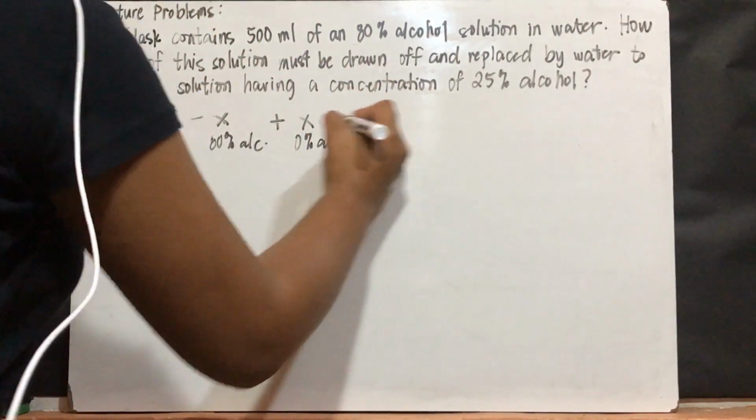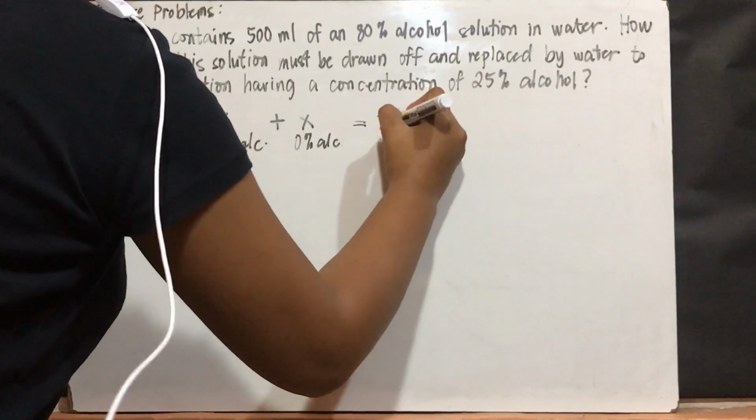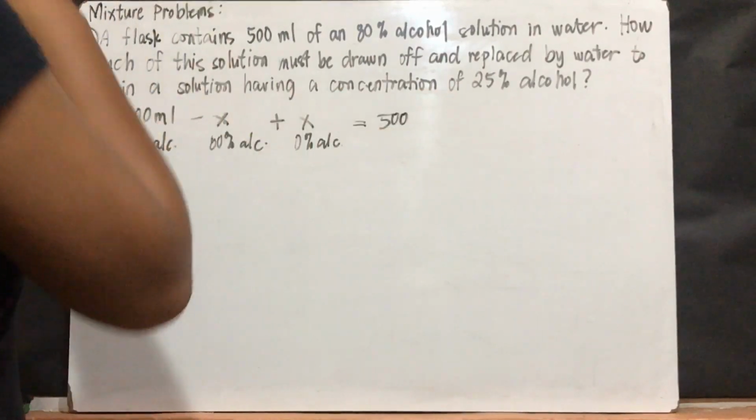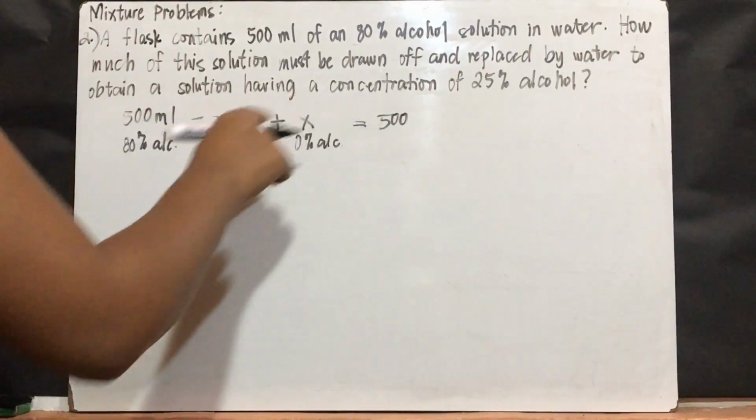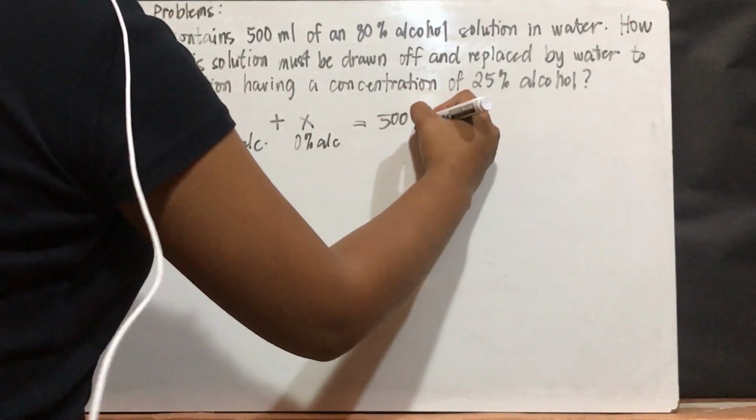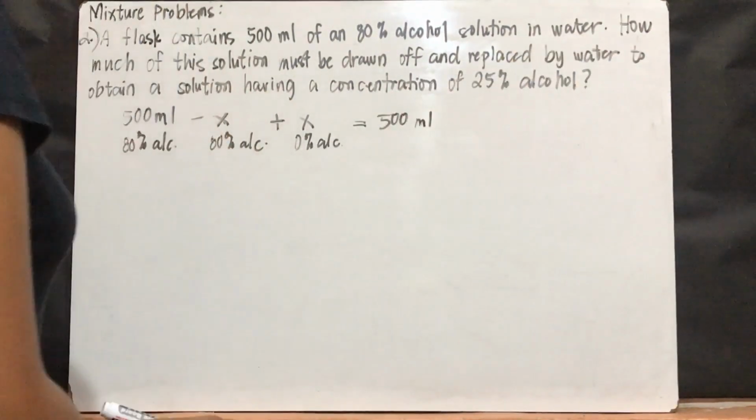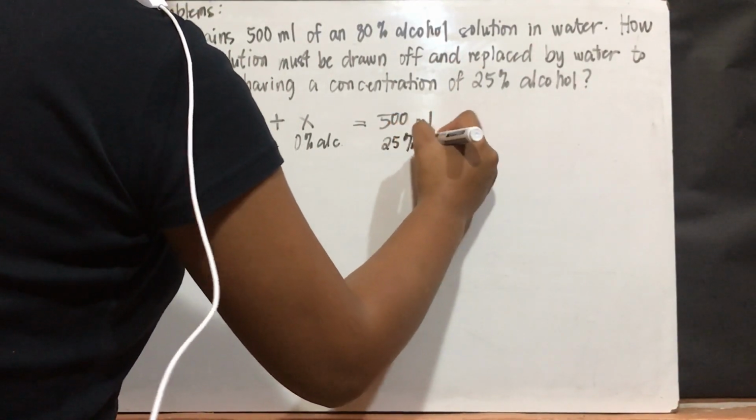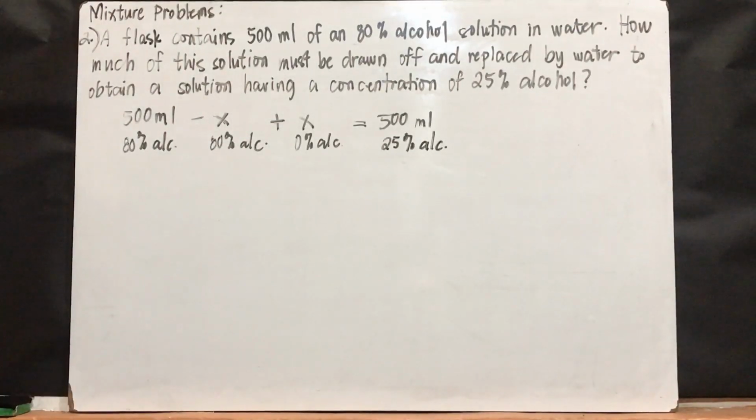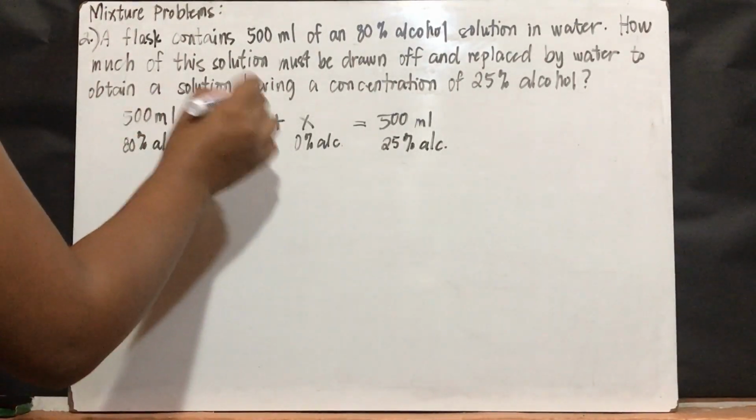And this will be equal to still 500 ml. Kasi 500 ml minus X plus X, this will cancel out. So, this is 500 ml. And now, yung concentration natin is down to 25% alcohol. So, let us solve for X.